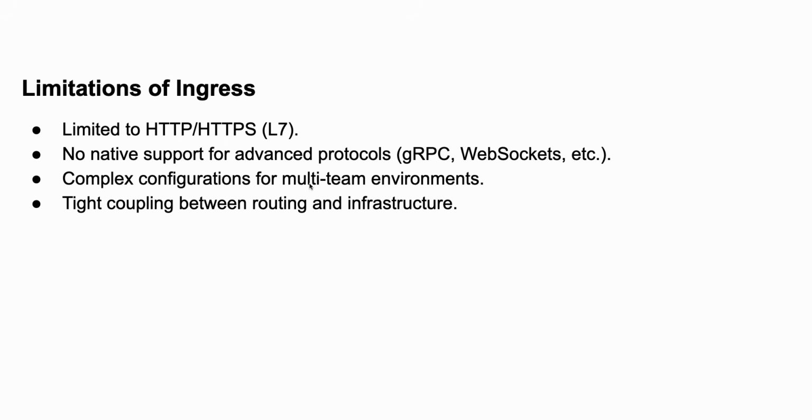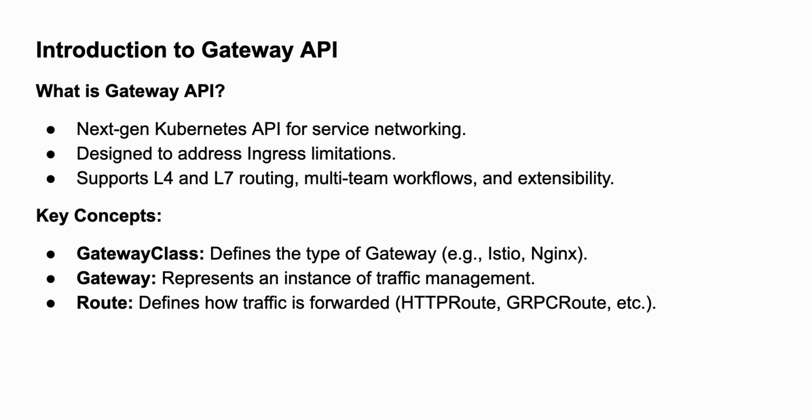Then complex configuration for multi-team environments. Multiple teams cannot work on a single Ingress YAML manifest, so there we cannot use Ingress. And tight coupling between routing and infrastructure. Because we are just creating a single Ingress YAML, all the teams have to do their actions on the particular file, and that does not look good. So these are the limitations of Ingress, which I have listed down and have observed as well.